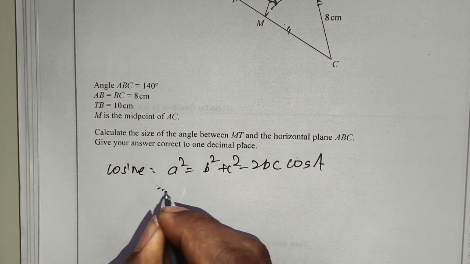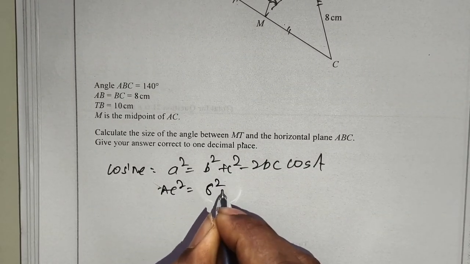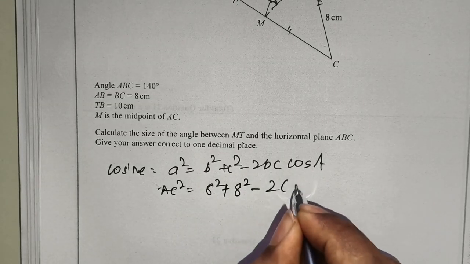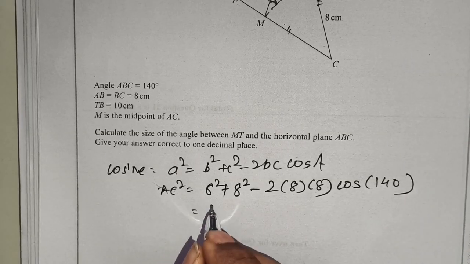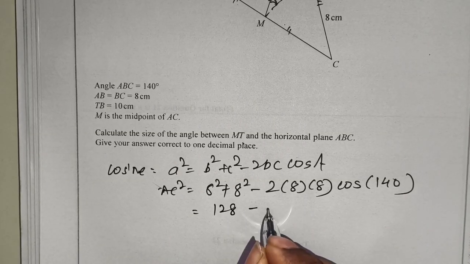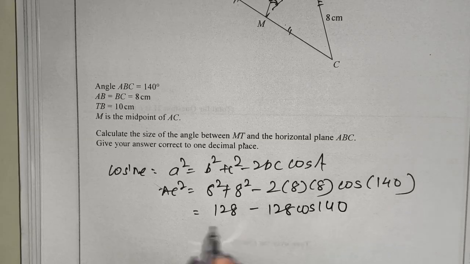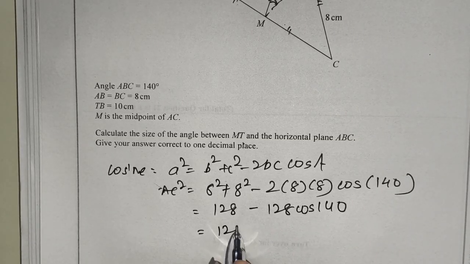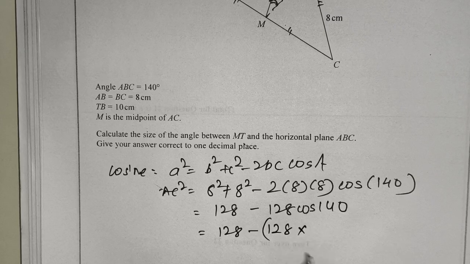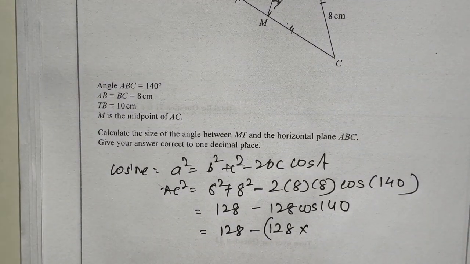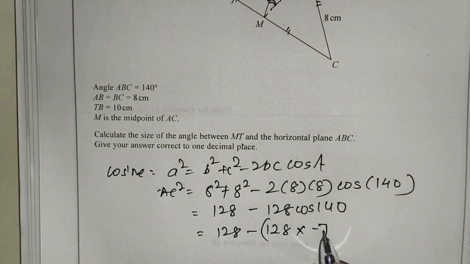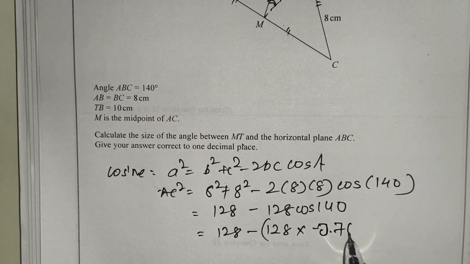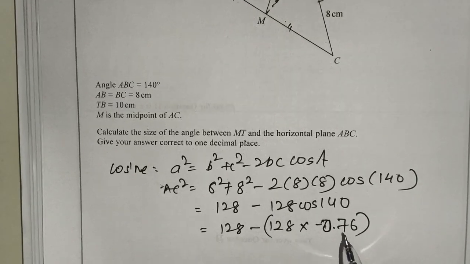So my AC square is equal to 8 square plus 8 square minus 2 into 8 into 8 cos of 140. So I get 128 minus 128 cos of 140. Correct? What is 128 minus 128 into cos of 140? What is cos of 140? Let's find out. Cos of 140 is minus 0.76. Correct?